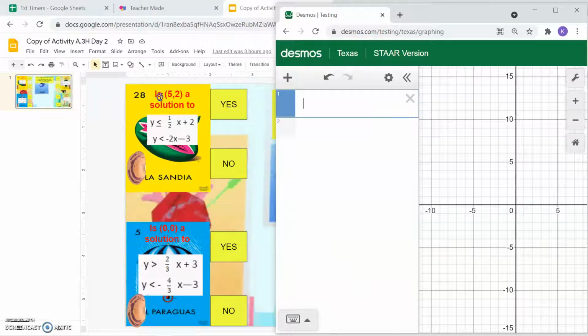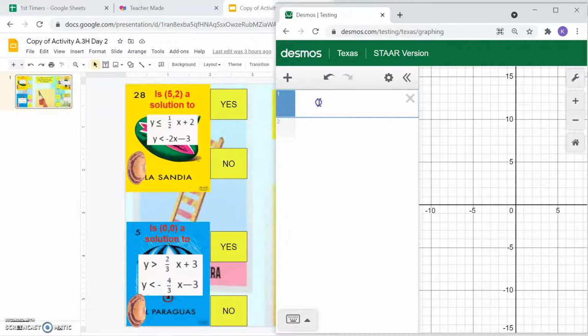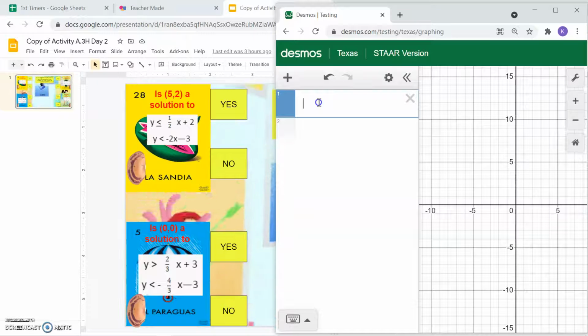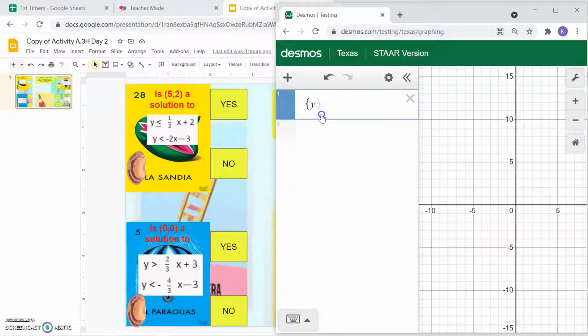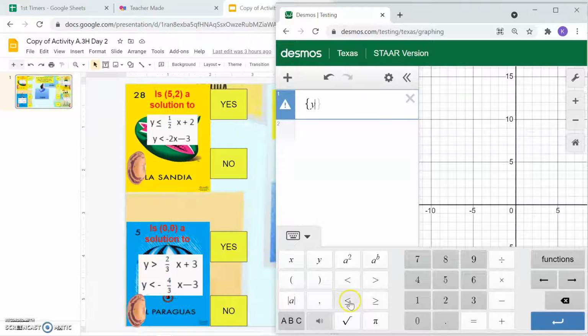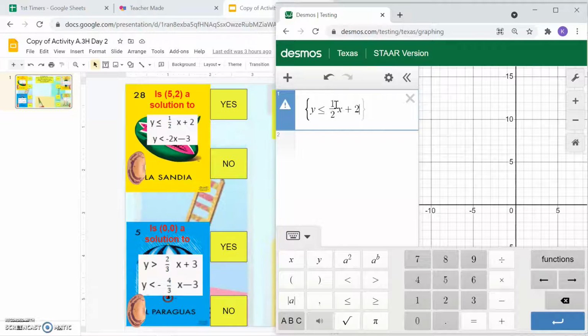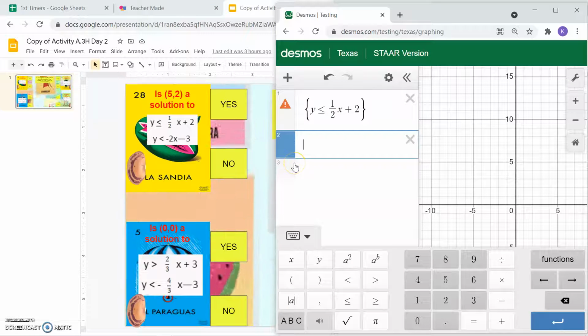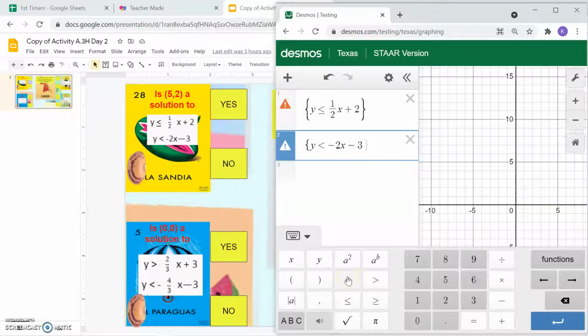So basically here, it's asking, is (5, 2) a solution to this system? Now this is going to be a lot easier than the previous assignment because you don't have to actually graph anything. You can just put it in bracket form. So it's y, that symbol, which you find right here, and then 1 divided by 2 to the right, x plus 2. And on the bottom, we'll fix the other one right now, bracket y, that symbol, less than negative 2x minus 3, and close it off with brackets.